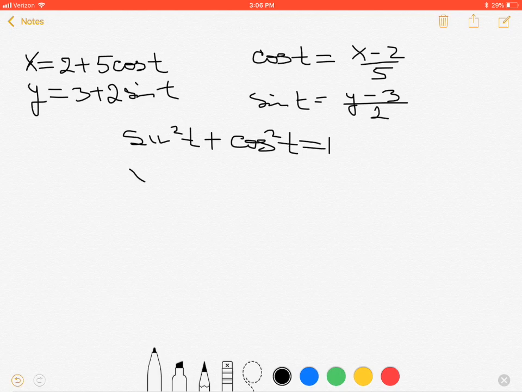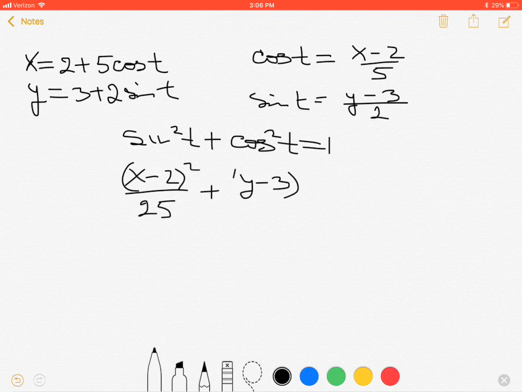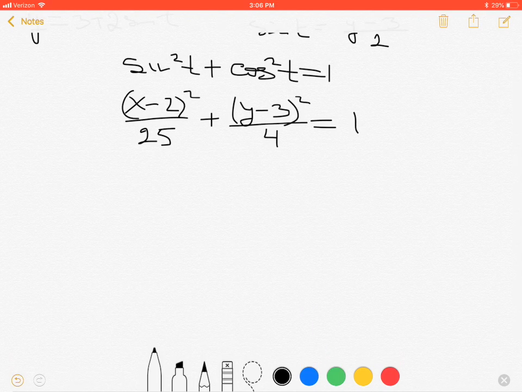Plugging in, you have (x minus 2) squared over 25 plus (y minus 3) squared over 2 squared, which is 4, equal to 1. You can see this is an ellipse. And what kind of ellipse will it be? The center is not the origin. The center is moved to (2, 3).